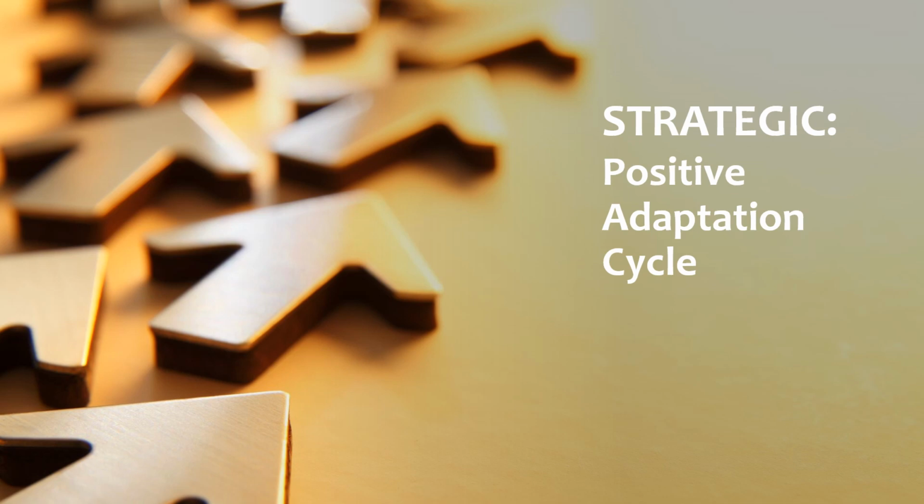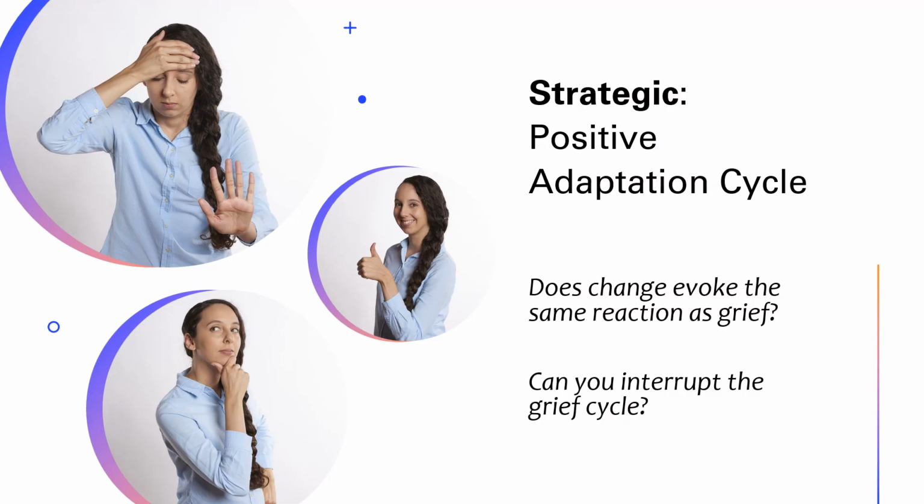Next is a strategic approach that you can take. The positive adaptation cycle is great to use when embarking on a major shift in the organization's sustainability efforts. The premise of this approach is that change evokes the same reactions as grief. But can you interrupt the grief cycle, at least in the context of organizational change?